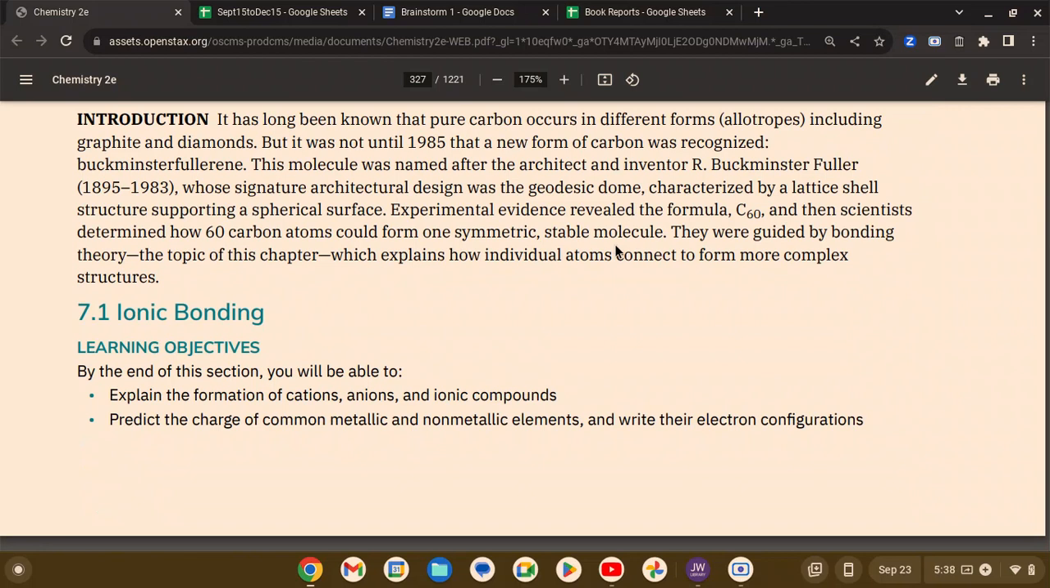This molecule was named after the architect and inventor R. Buckminster Fuller, whose signature architectural design was a geodesic dome characterized by a lattice shell structure supporting a spherical surface. Experimental evidence reveals the formula C60, and then scientists determined how 60 carbon atoms could form one symmetric stable molecule. They were guided by bonding theory, the topic of this chapter, which explains how individual atoms connect to form more complex structures. 7.1 Ionic bonding.